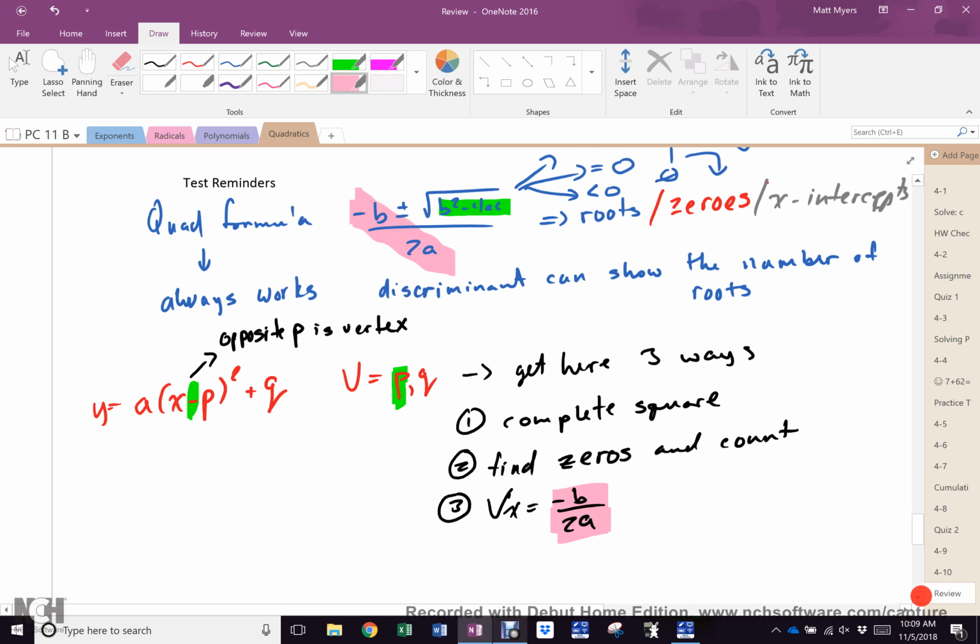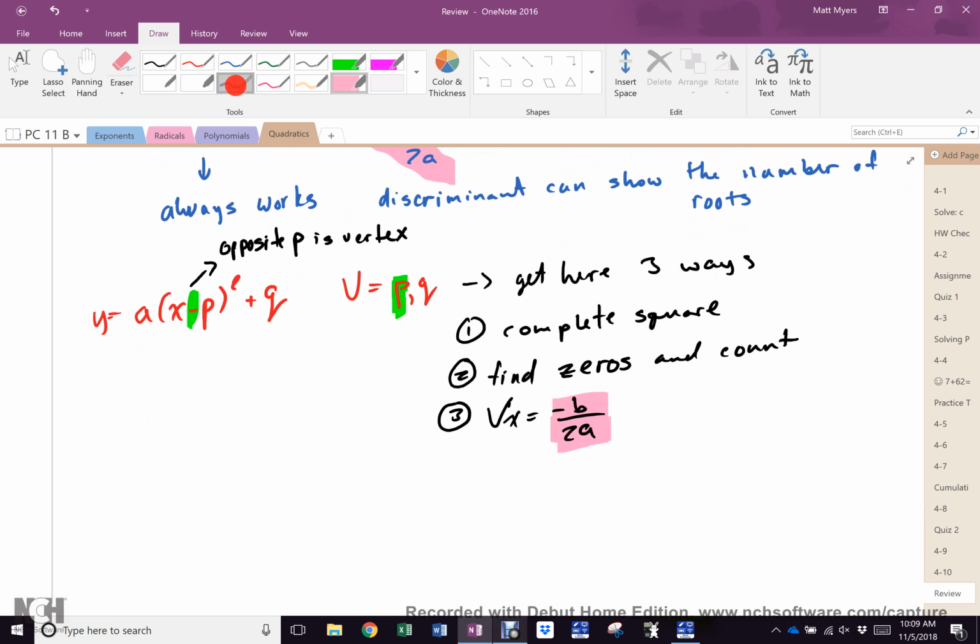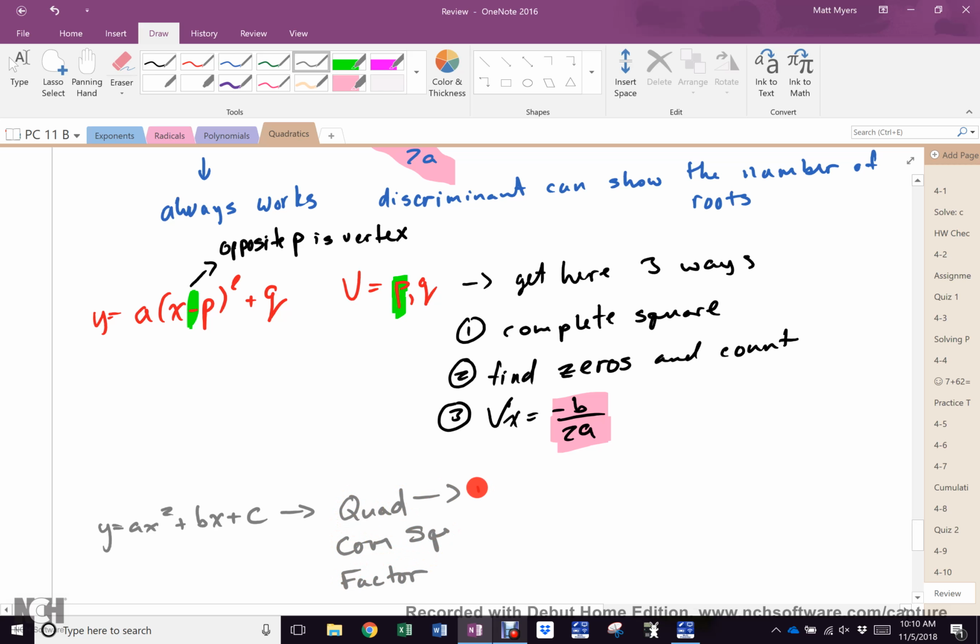Anything else I can put on this page? What is some other stuff I know? And remember, this is in no particular order. This is just brainstorming. We know standard form. When we have standard form, we've got some options. What could we do? We can use the quad formula. We can complete the square. We can factor. Quad formula gets me what? Roots, and C is the y-intercept.